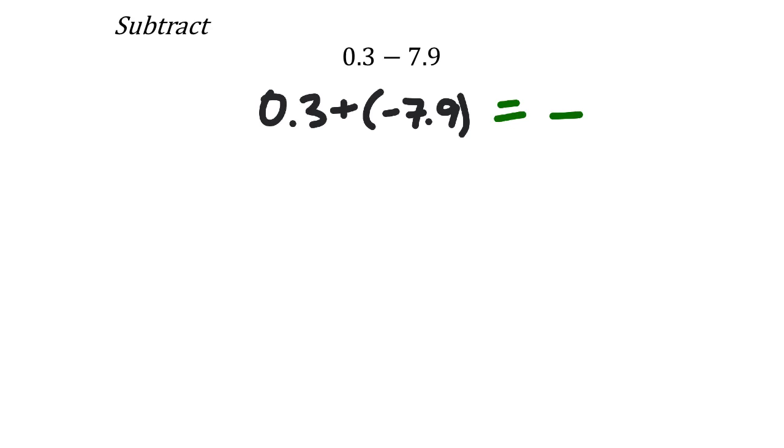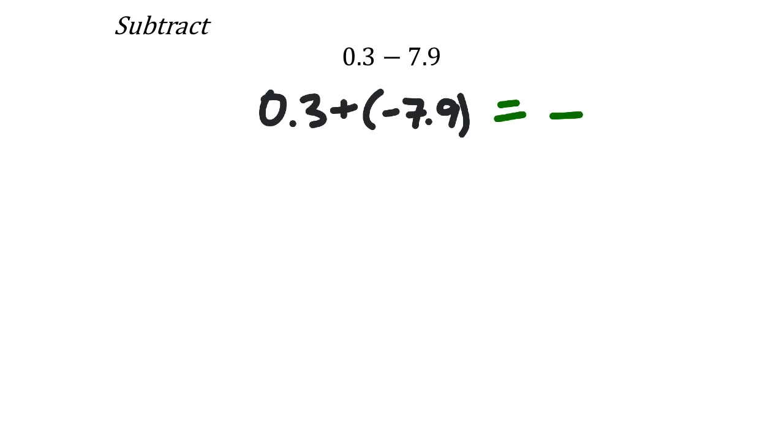So 0.3 minus 7.9. Now we're taking away more than we have, right? So if we were to do this by hand, maybe you've changed this to 0.3 plus negative 7.9. And I don't know if that makes it more clear, but hopefully we understand that the answer is going to be negative one way or the other, right? So if we look at the one at the top there, we're taking away more than we have, which means we have to end up in the negatives.